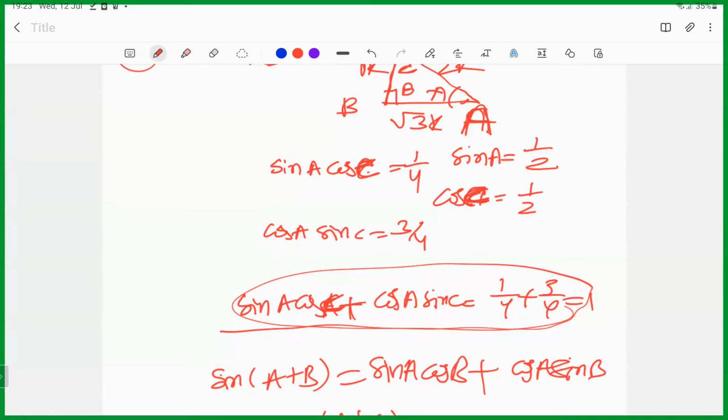So sin A value varies from where to where? The hypotenuse will always be greater than the other sides. So sin A will always be less than 1, and cos A also will always be less than 1. So tan A can be more than 1 or it can be less than 1. What about secant A? Secant A will always be more than 1. Cosecant A also will always be more than 1.